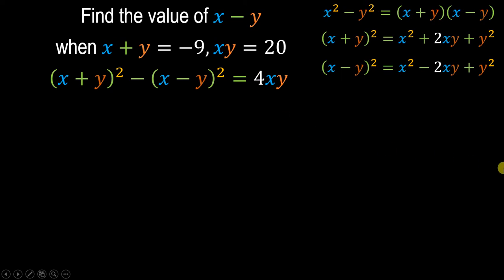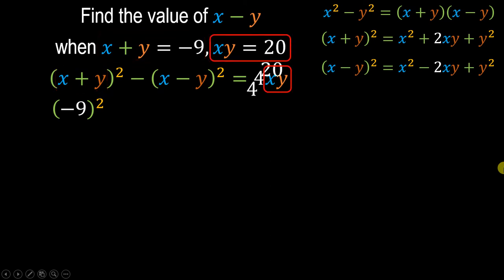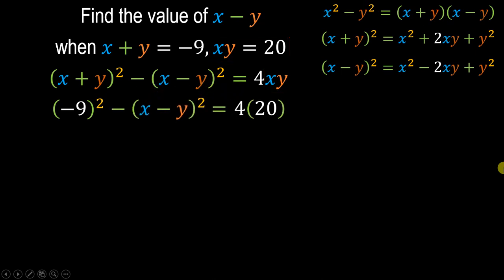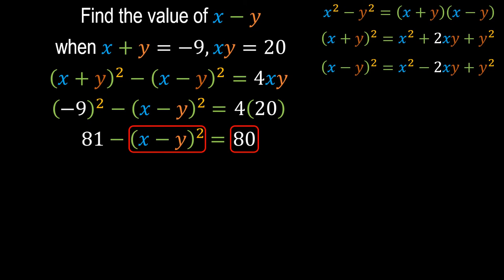Now start putting in values, starting with x plus y, which equals negative 9, so putting its value. Next we have xy, which is given as 20, so 4 times 20, and we are supposed to find x minus y, so we have just copied it down. Next we need to do simplification, starting with negative 9 squared, which equals 81, and the second is 4 times 20, which equals 80. Now we have to separate out x minus y, since we need to find its value, so we have to separate it out on one side of the equation.